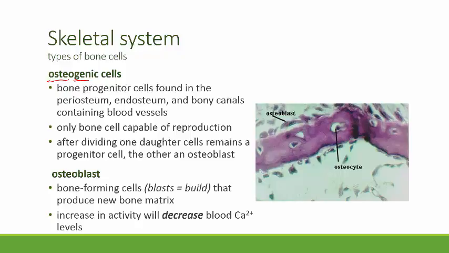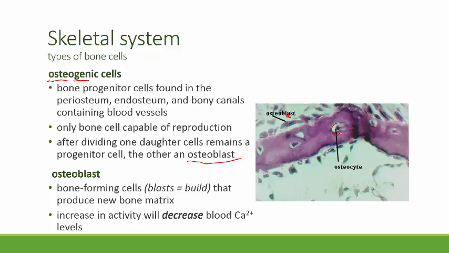Osteogenic cells are the stem cells that can divide and produce osteoblasts. So they're the only bone cell that is capable of reproducing. And when they divide, one of the daughter cells remains an osteogenic cell, and the other is fully differentiated and is referred to as an osteoblast. Osteoblasts are the bone-forming cells. So when we need to make new bone tissue, then an osteoblast is the cell that is required to do it. So here you can see an osteoblast out at a surface of a trabeculum or some other structure.